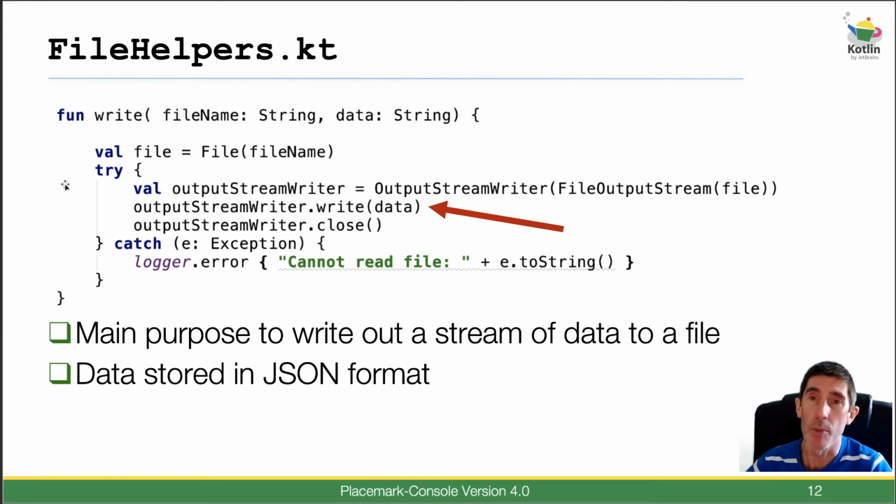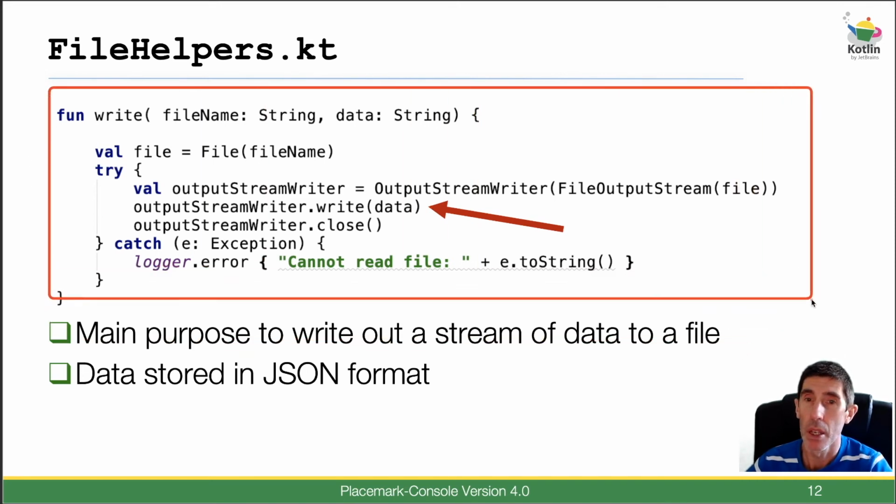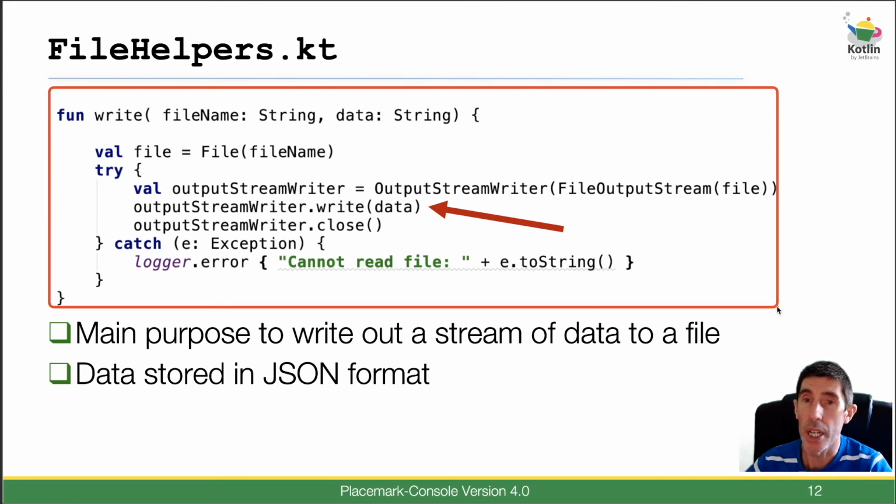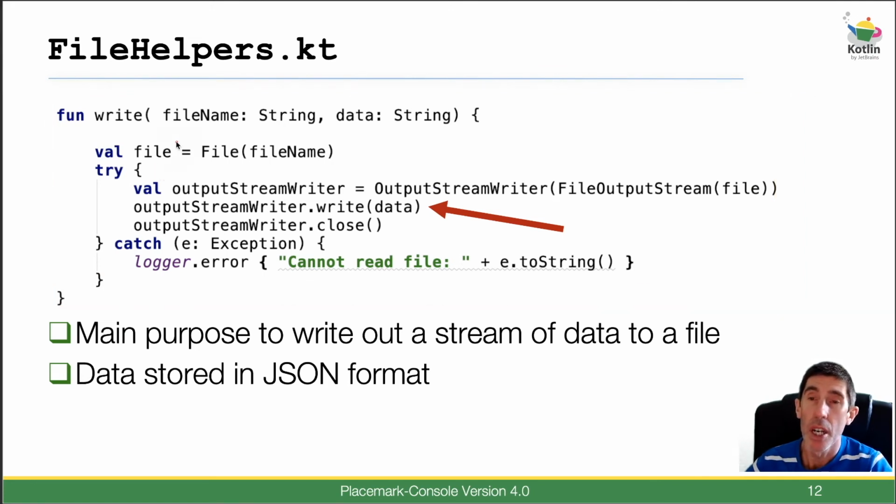To expand and look in more detail inside our file helpers file, here's our write function. Here's the whole thing. If you notice, we're actually using a lot of the classes from the standard Java file IO library. If we have a file object, we have an output stream writer variable to declare or instantiate, and there's our file output stream. So if you've done any kind of file handling in Java, this is basically the same approach.